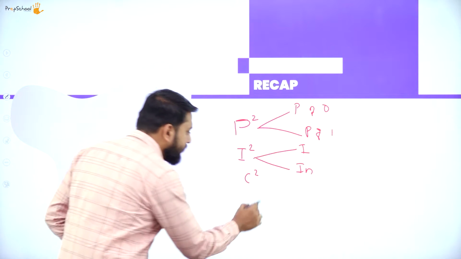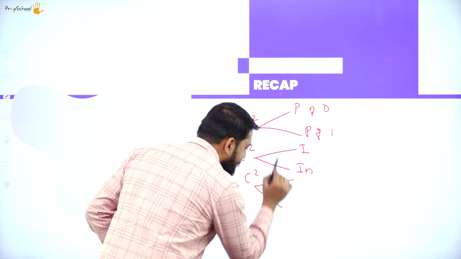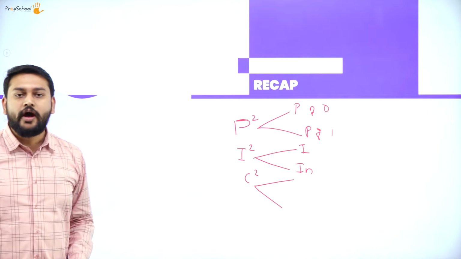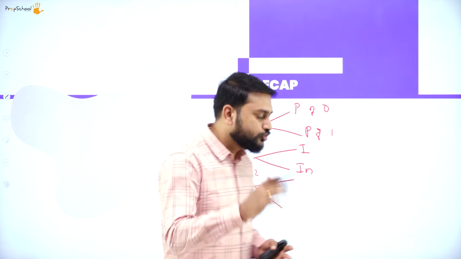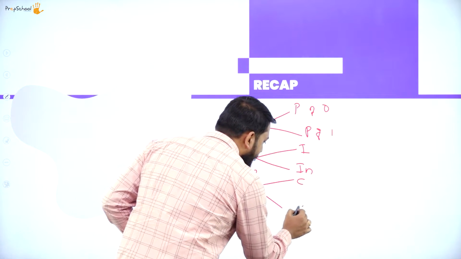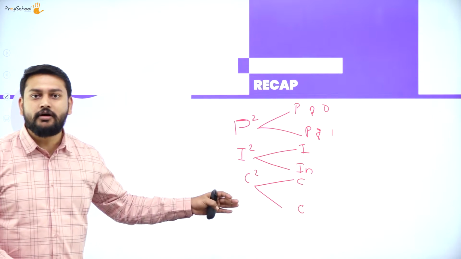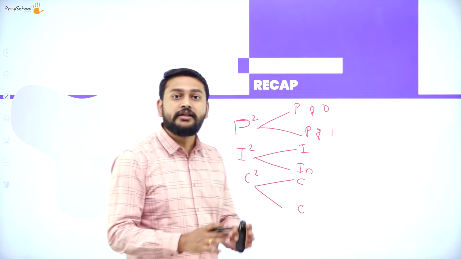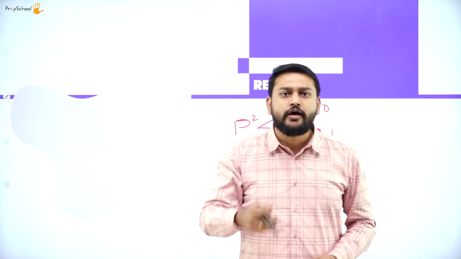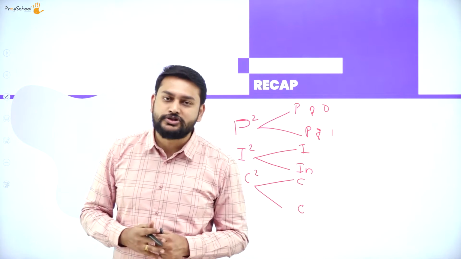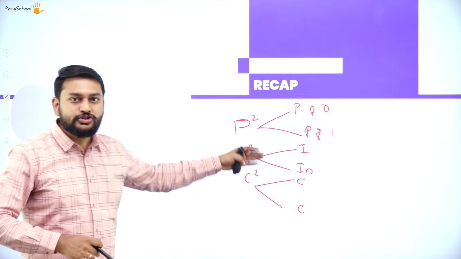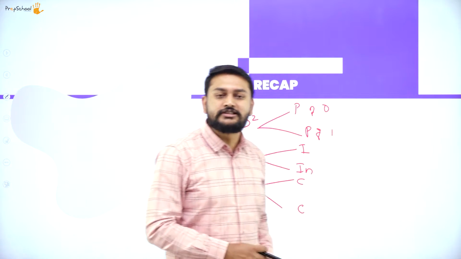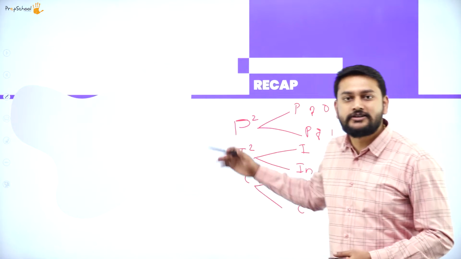One more you have, that is c square. What is c square? You have commutative law and complementary law. So you have two laws again here. Is it easy for you to remember? Make sure that by the end of this chapter, all the laws should be at your fingertips. Then only you will be able to write the equations and simplify the equations. So go back and check what exactly we have discussed with respect to these laws.